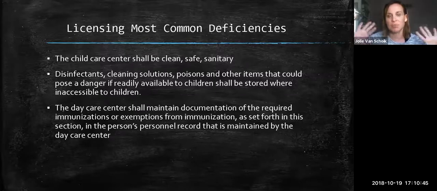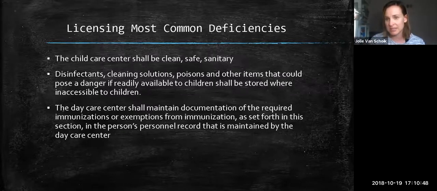So, deficiencies per licensing. These are things that licensing tells us on their website. They have a web page, and on it are the things that most programs get hit on. The biggest one is that it's clean, safe, and sanitary. The second one is more telling: disinfectants, cleaning solutions, poisons, and other items that pose a danger readily available to children shall be stored inaccessible to children. So this is a huge deficiency.